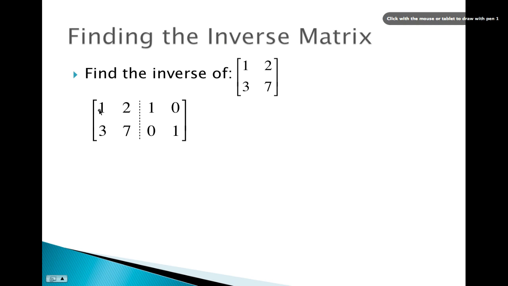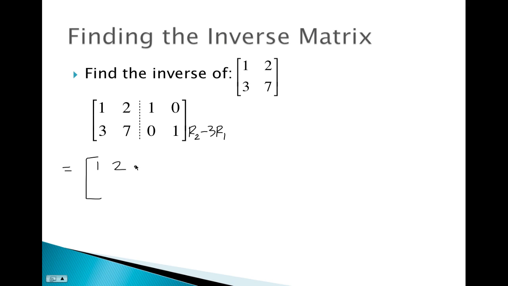So let's go ahead and transform this into the identity matrix. So the first thing that we want is a 1 in our upper left-hand corner. We're good. We have that. So we don't need to do anything now. Now we need to get our 3 to be a 0. So in order to do that, we're going to take our row 2 and we're going to subtract 3 of row 1 from it.